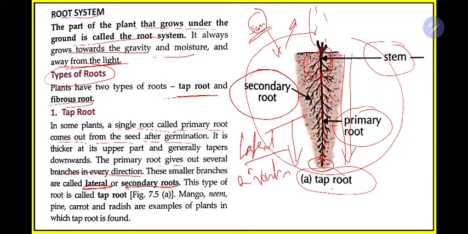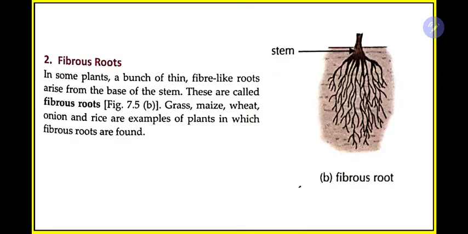Okay, this type of taproot is found in where? It is found in mango plant, neem plant, pine plant, then your carrot, radish. These are the examples of taproots. Okay. So let us move to the next, that is the fibrous root.